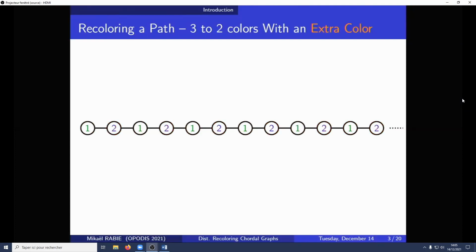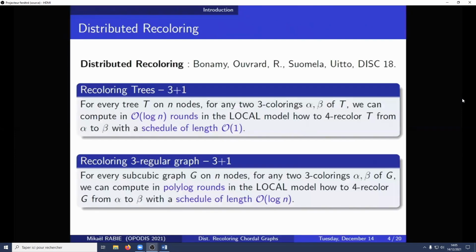Meaning that the addition of colors makes our life easier, and this will be very helpful in our results to come. It was already helpful in the previous paper, distributed recoloring, that introduced the idea of distributed reconfiguration. Here are two examples of results. For example, on trees, if you have a 3-coloring at the beginning, with 1 extra color, you can compute a constant length schedule while communicating with log n rounds in the LOCAL model.